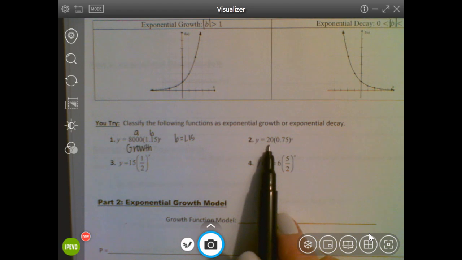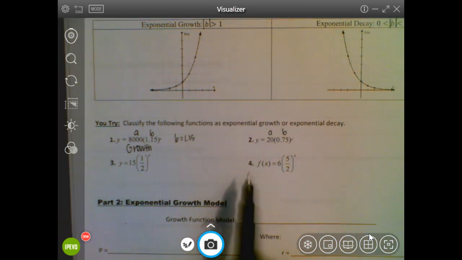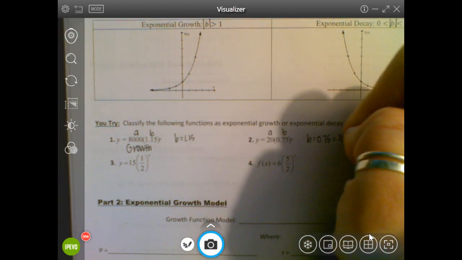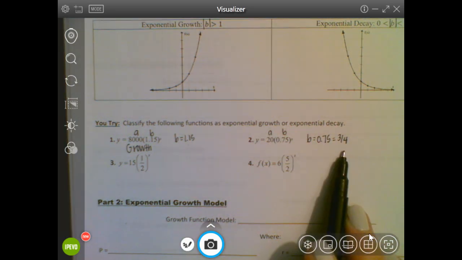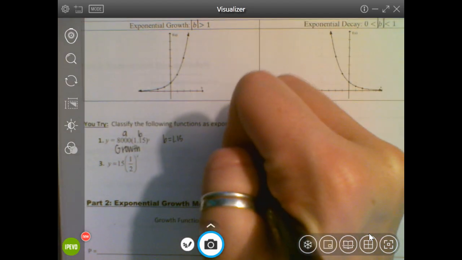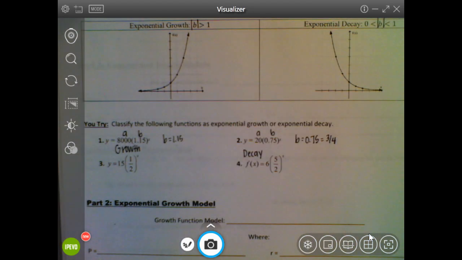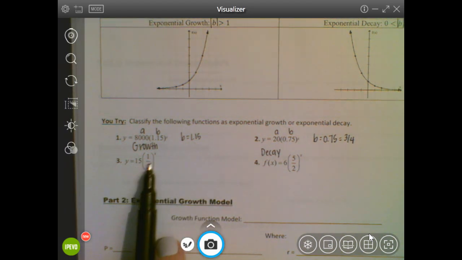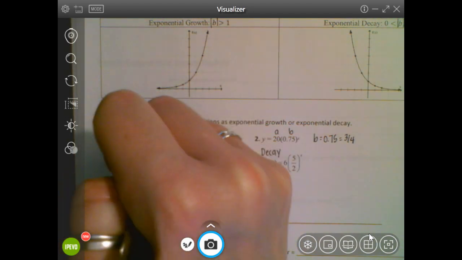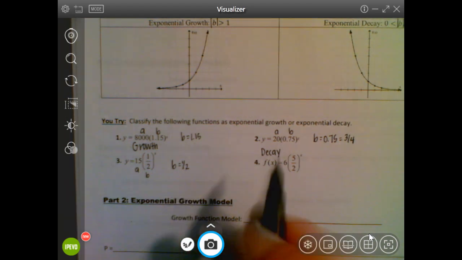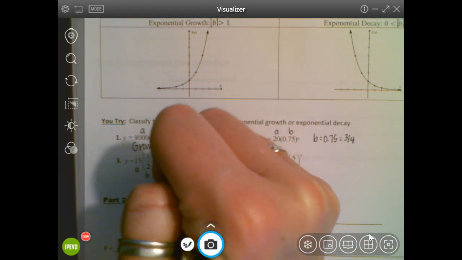If we look at example 2, our a value here is 20 and our b value here is 0.75. So if b is 0.75, or we can write that as 3/4, the absolute value of that is somewhere in between 0 and 1, which would represent an exponential decay function. And then example 3, y is equal to 15 times 1/2 raised to the x. A is 15, b would be 1/2. So the absolute value of 1/2 is in between 0 and 1, so this would also represent a decay function.